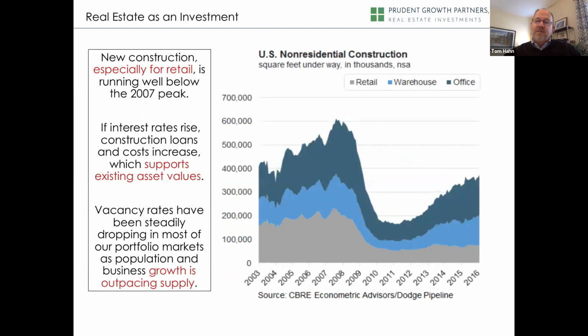This next chart is an interesting one. This is non-residential construction deliverables. So as you can see on the left side of the chart, from 03 all the way up through 2008, you had a tremendous amount of real estate being built.